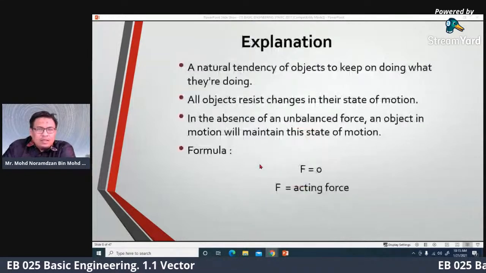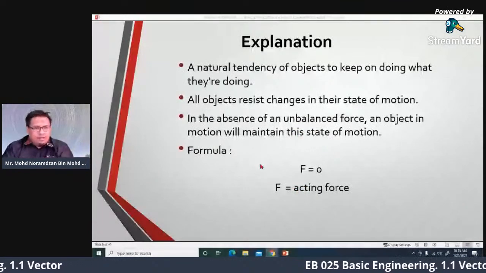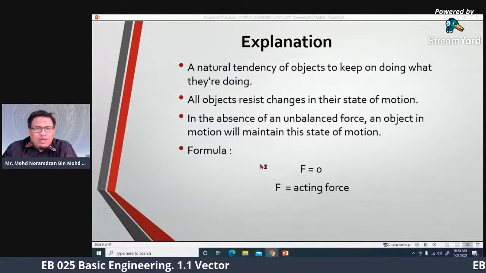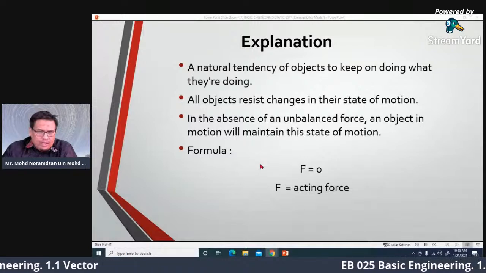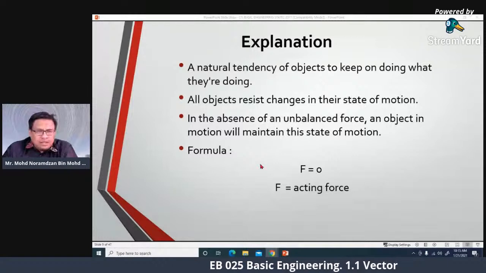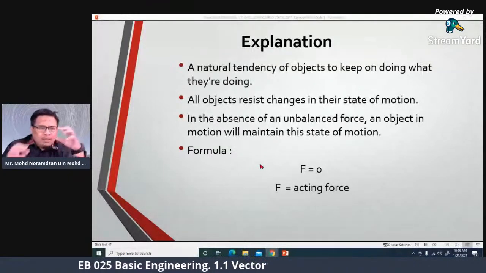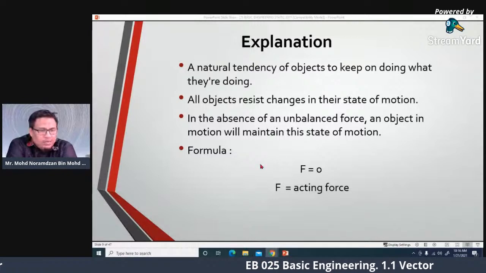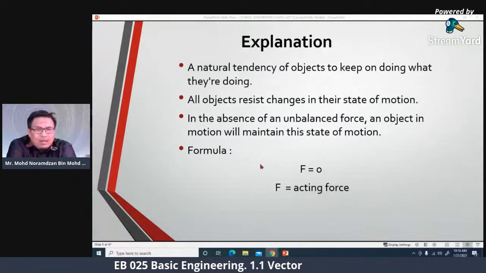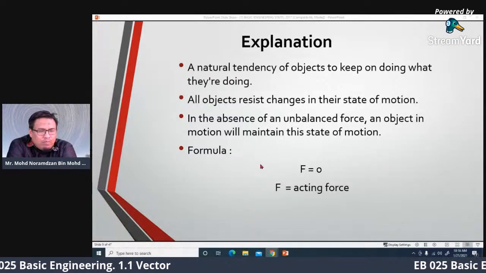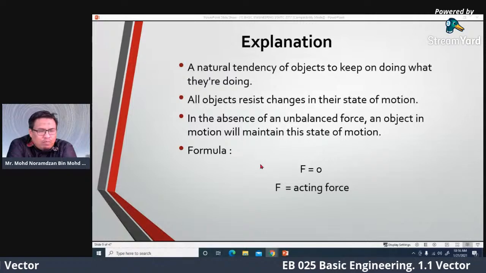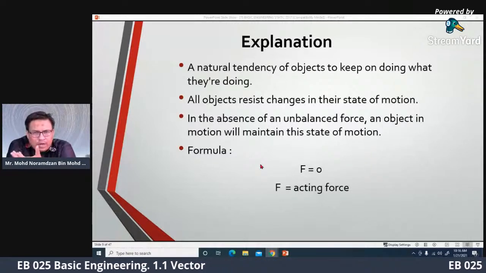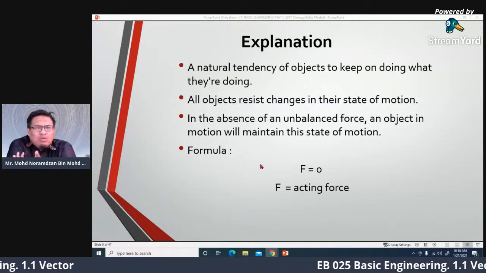Explanation: a natural tendency of objects is to keep on doing what they are doing. All objects resist change. It means the object has a tendency to keep on doing what it is doing. For example, if the object is not moving and we want to push the car, the object resists change in its state of motion. The object tries to hold the car, not to move.